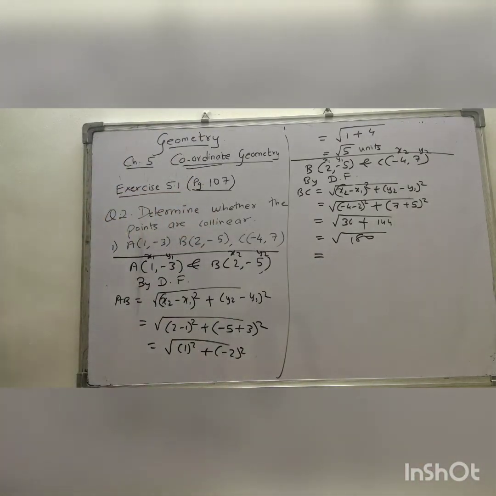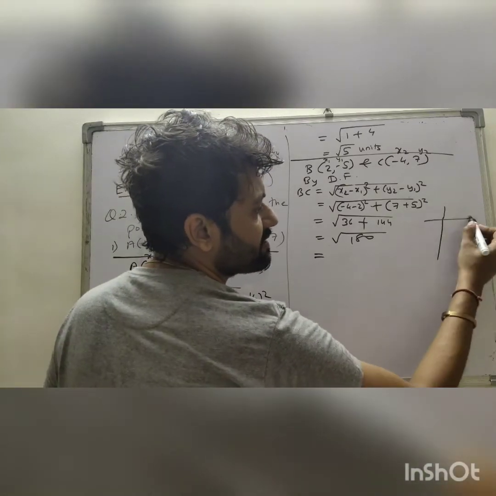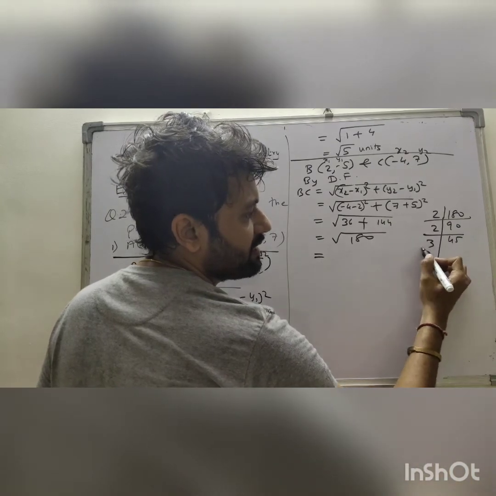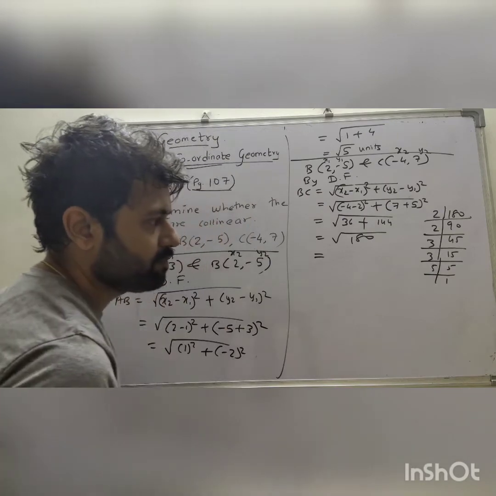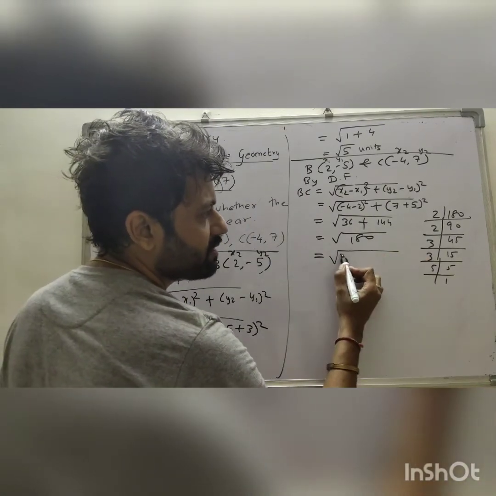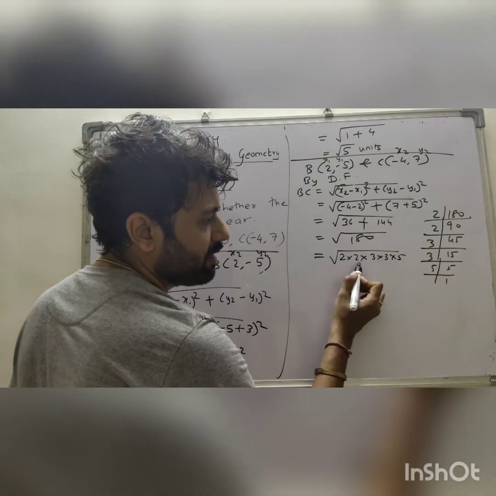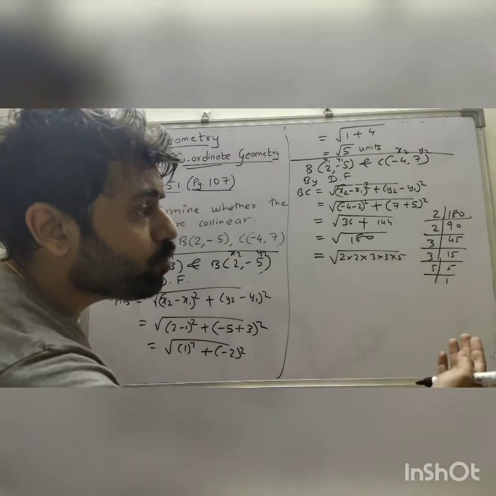This 180 is a pure surd. We can convert it into a mixed surd by finding the factors like this. 180: factors 45, 3, 15, 3, 5, 5, 1. So while writing them, you get 2 times 2, 3 times 3, 1 times 5. We are converting this pure surd into a mixed surd.